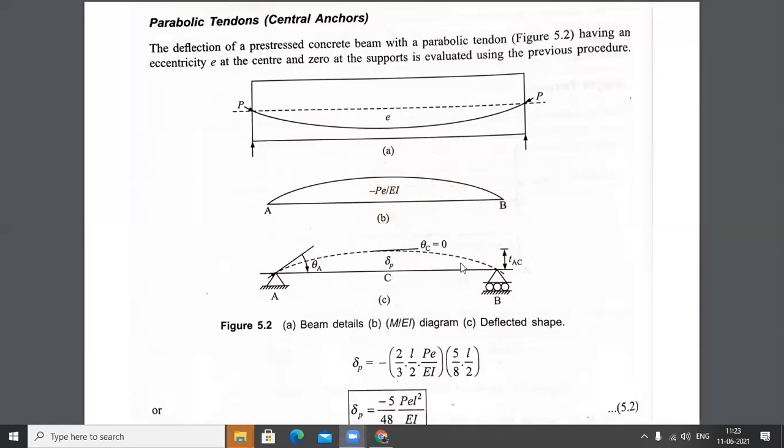So just simple. The moment area method is the simplest method for calculating the deflection. So for that purpose only, we are using this moment area method.